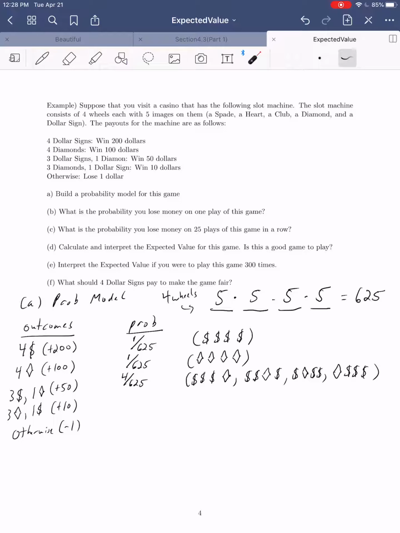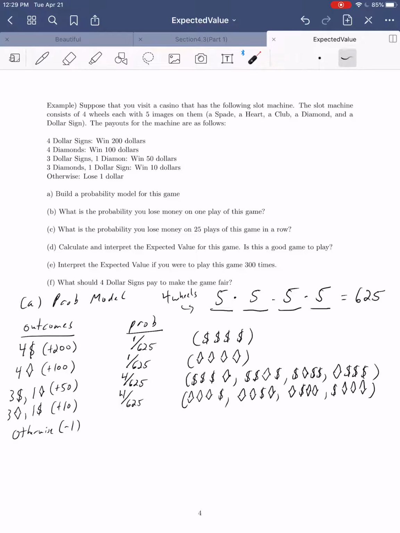Well, the same logic should hold for 3 diamonds and 1 dollar sign. We can imagine what those would look like. It would be like diamond, diamond, diamond, and then a dollar sign, or diamond, diamond, dollar sign, diamond, or diamond, dollar sign, diamond, diamond, or I guess you could get the dollar sign first and then get 3 diamonds in a row. So there's 1, 2, 3, 4 again. So that probability would be 4 out of 625.